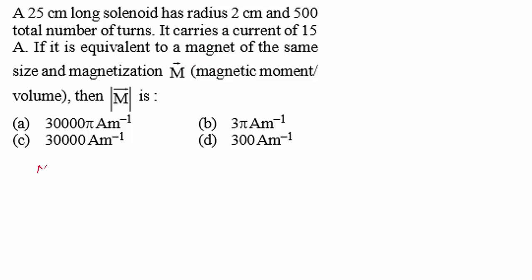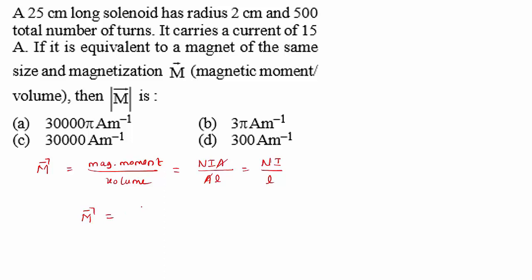Magnetization is M, which is equal to magnetic moment per unit volume. So magnetic moment means we have the equation NIA, divided by volume, which we can write as area into length. So area will get cancelled. We will get the value Ni divided by L. N, I, L values are given. Substitute here. M equal to Ni divided by L.